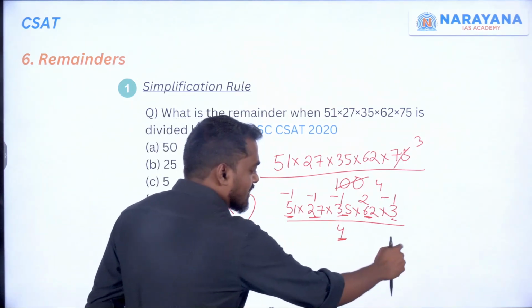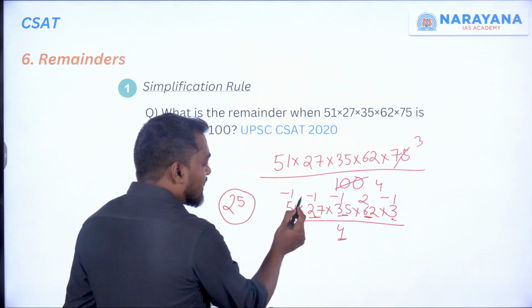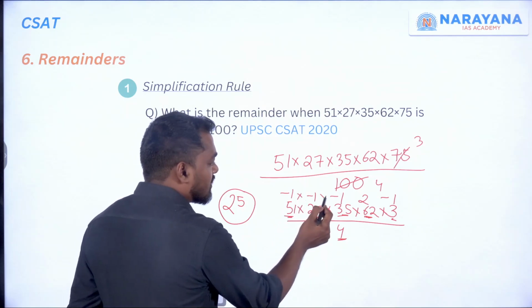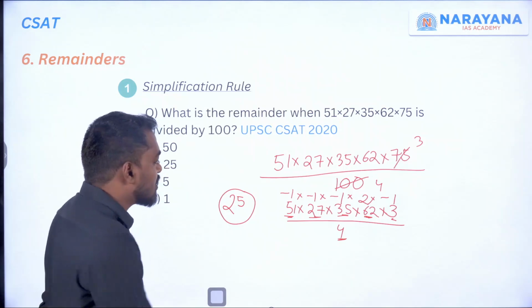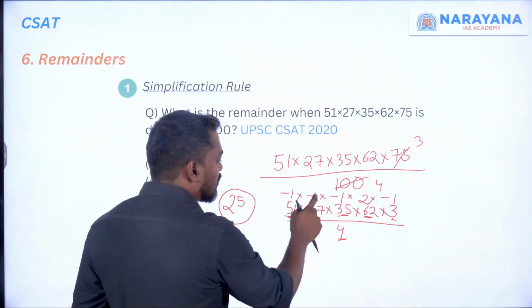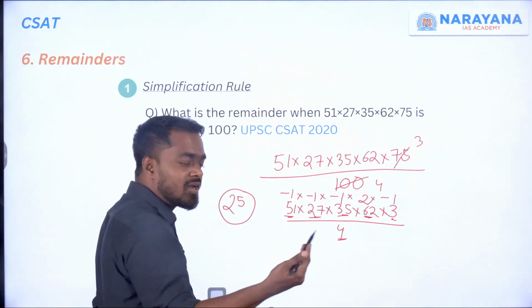Now for this expression, what is the remainder? Minus 1 into minus 1 into minus 1 into minus 1 into minus 2 into minus 1. So how many times minus is there? 1, 2, 3, 4. So it will give you plus.